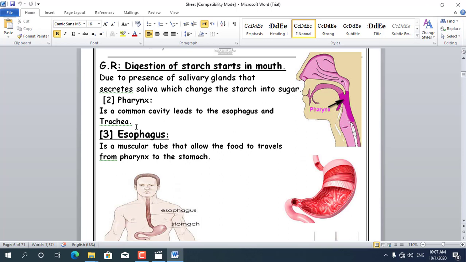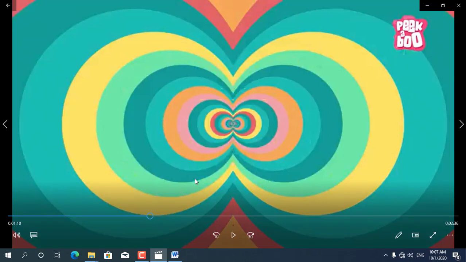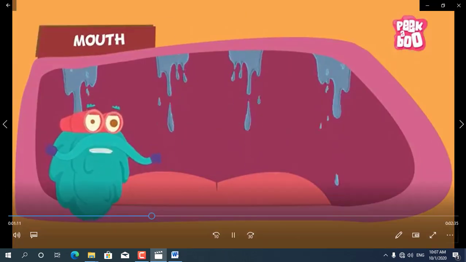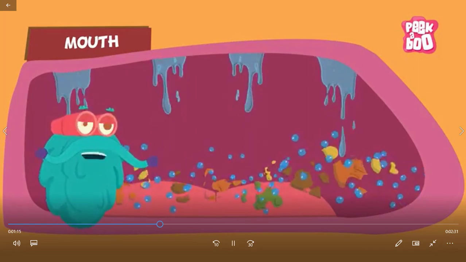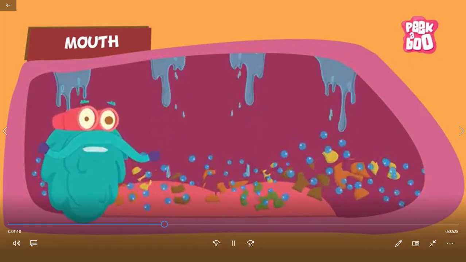Let's watch a video to see the shape of the salivary glands. The saliva, which contains a lot of enzymes, mixes with those food particles and helps break down those food particles even more.